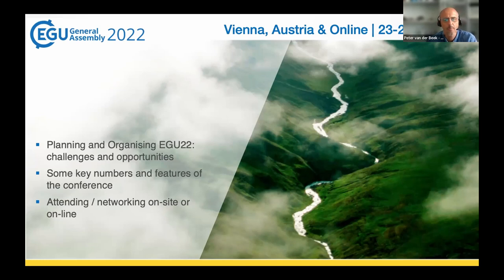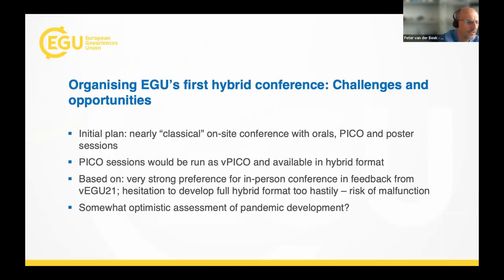If we go back to the beginning of this adventure, our initial plan after EGU21, last year's completely virtual General Assembly, was to have a nearly classical on-site conference with oral and poster sessions as you were used to in previous general assemblies at EGU. The plan was for the PICO sessions to be run as VPICOs and to be available in hybrid format. That would have been, in our initial plan, the extent of the hybrid format for this year's General Assembly. That decision was made based on several reasons.